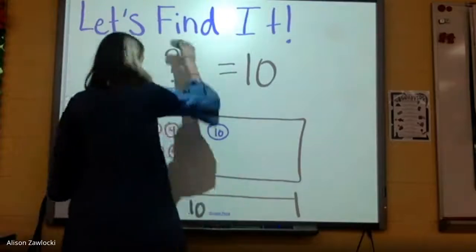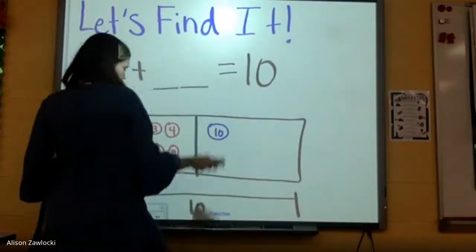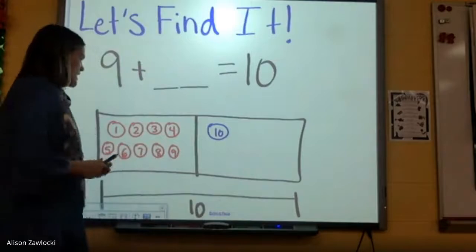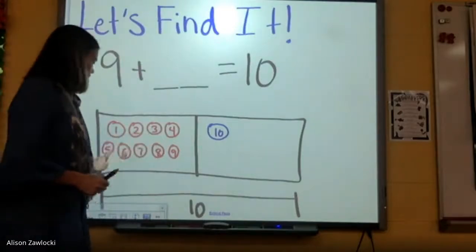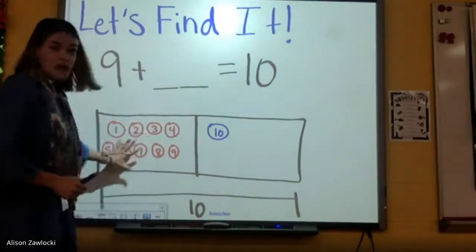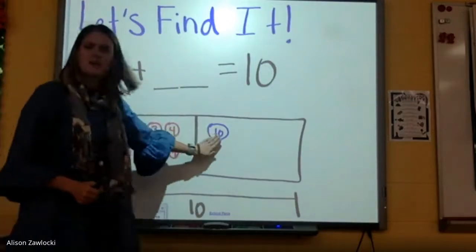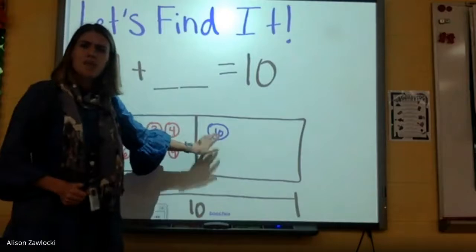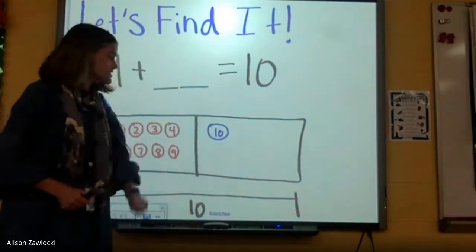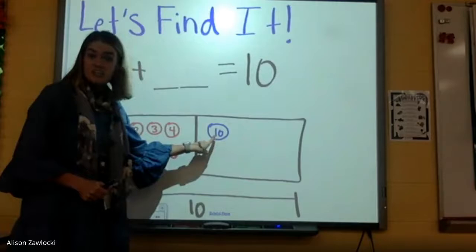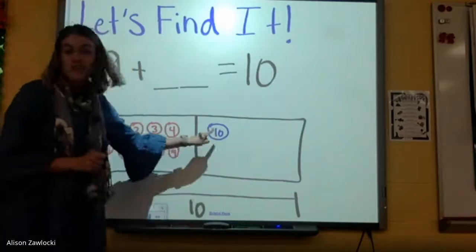So boys and girls, I'm going to erase this question mark. I just put it there so that we can see that we had a missing addend. I have 1, 2, 3, 4, 5, 6, 7, 8, 9 on this side. That's one of my addends, one of my parts. And how many counters do I have over here? I have one counter, right? And it only took one to get to the total, which I wrote inside because that's my 10th counter.